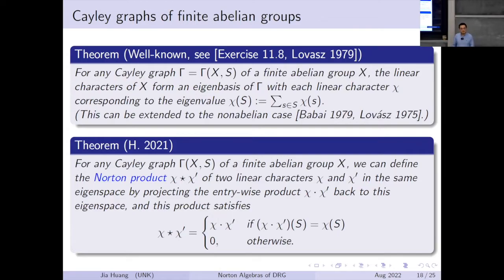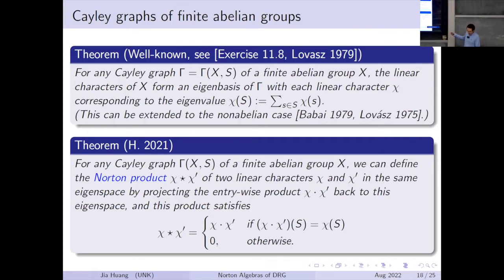then we can just find this eigenbasis consisting of the linear characters, and then we can form the Norton products. And it's similar to what I did about the Hamming graph. You just look at two linear characters and you compute the entrywise product of them. And then for that entrywise product, you need to find the corresponding eigenvalue, and you just evaluate that entrywise product of the two linear characters at all the elements of S and add all of them. And that's how you compute the corresponding eigenvalue. And if that matches with the eigenvalue of the two linear characters you began with, then you get the right result for the Norton product. If it's not, then you just say the answer is 0.